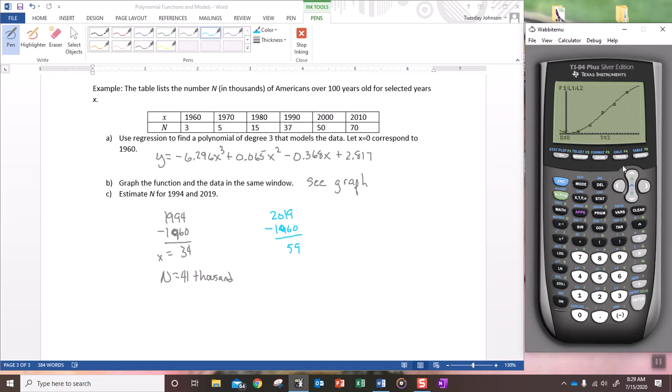And I am going to trace the actual graph. I'm going to input a 59, and it will tell me, in this case, that n is 79.6, let's call it 79.6 thousand people over the age of 100 last year in America, according to the estimate. Notice that the 2019 is outside of the range. This is an extrapolation. Whereas the value of 1994 is in the data set, so this is interpolation.